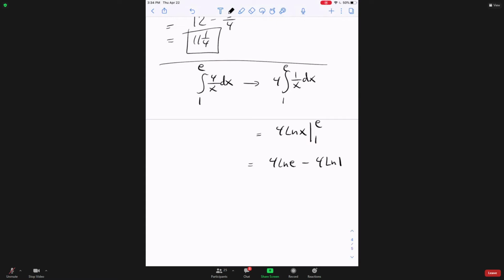So you plug in the top number e, minus plug in the bottom number 1. So ln of e is just 1, so 4 times 1, minus natural log of 1, which is just 0. So the answer is just 4.